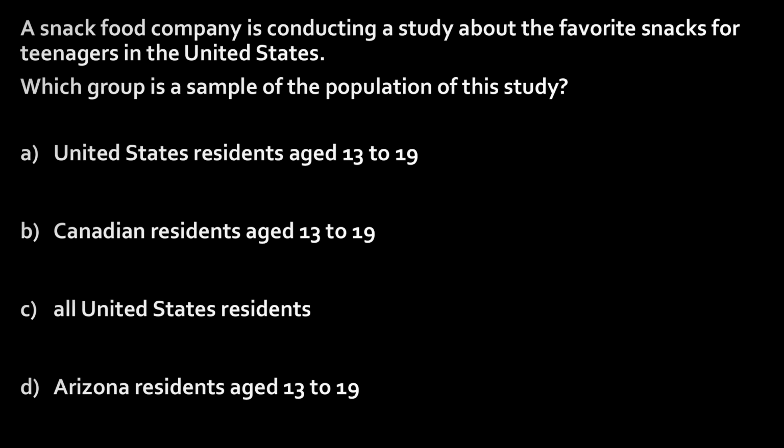So we want the United States residents from age 13 to 19. Our next question is the same thing. The snack food company is conducting a study, but now we want to know which group is a sample of the population. Remember, a sample is smaller. So we don't want the United States because that's too big. Also, Canadian residents, Canada's not in the US. So here we want Arizona residents who are from age 13 to 19, because again, we're focusing on teenagers.